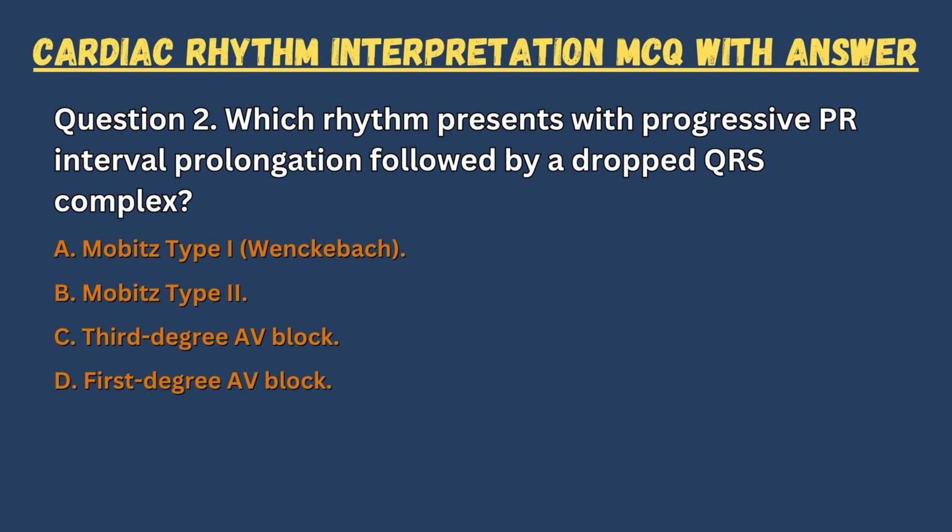Question 2. Which rhythm presents with progressive PR interval prolongation followed by a dropped QRS complex? A. Mobitz type 1 Wenckebach. B. Mobitz type 2. C. Third degree AV block. D. First degree AV block.